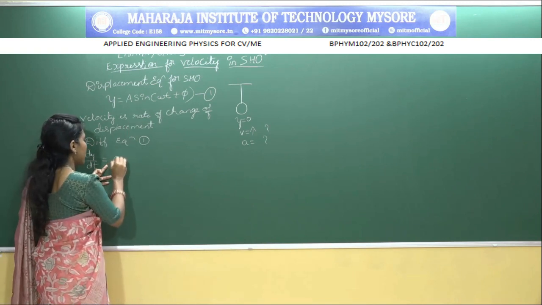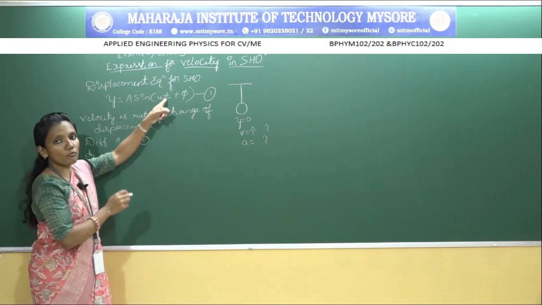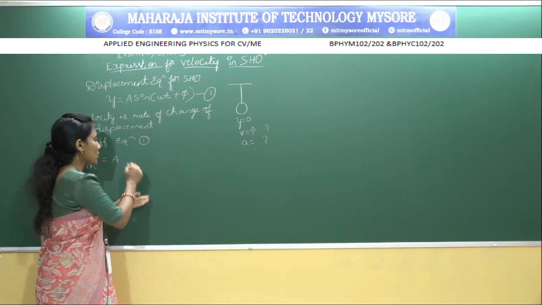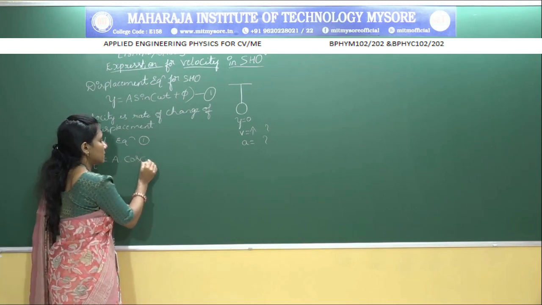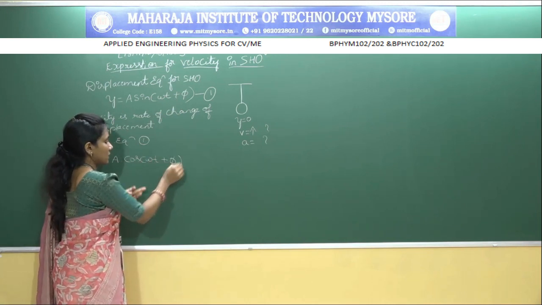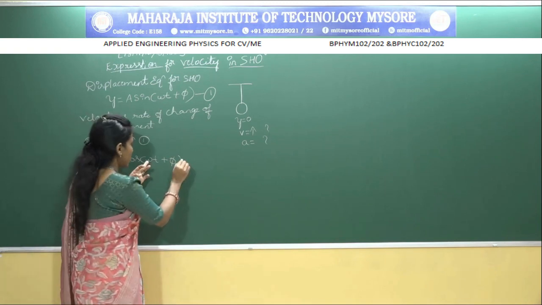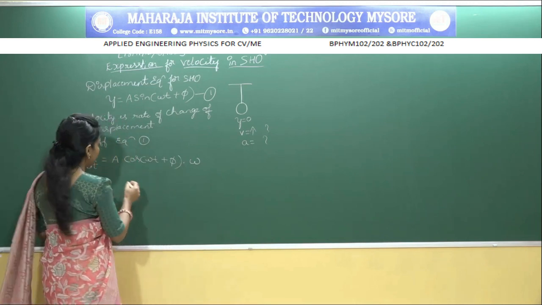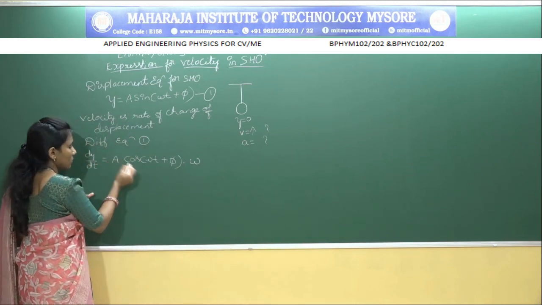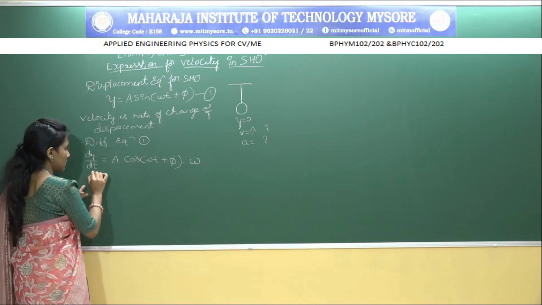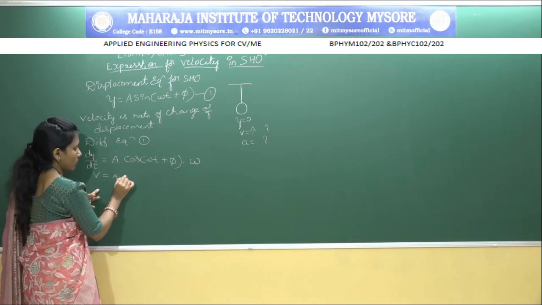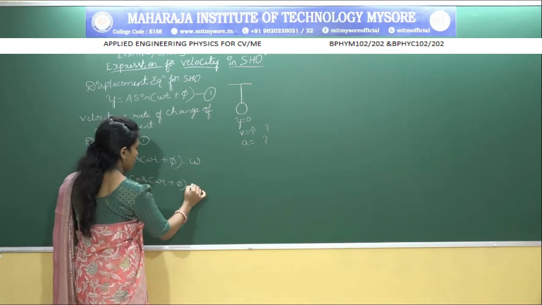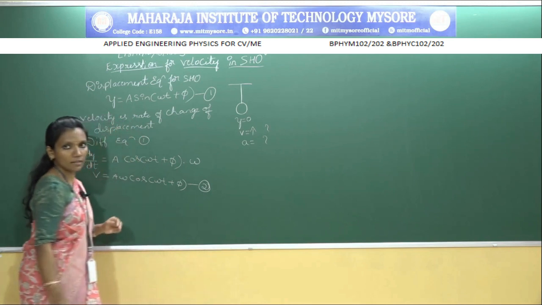The constant term A we write as it is, sin of omega t plus phi. The differentiation of sin of omega t plus phi is cos of omega t plus phi, and since we are differentiating with respect to t, we write the coefficient of t, that is omega. So this is the velocity we got: v is equal to A omega cos of omega t plus phi. Name it as equation 2.